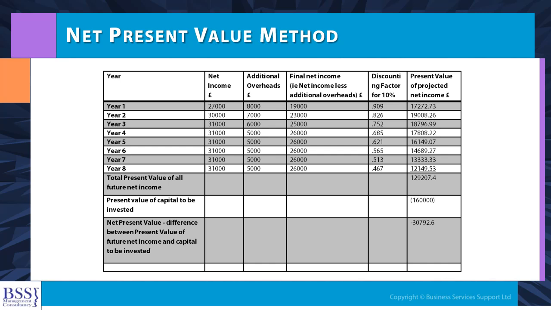NPV in practice. Referring to our earlier project illustration, you will see the results of our NPV computation on this slide. Now, you can see that the NPV is negative. It simply means that with a discounting factor of 10%, this project yields net income that is below the initial investment of capital. Simply put, the capital of £160,000 will be better invested in a project that yields 10% or more.